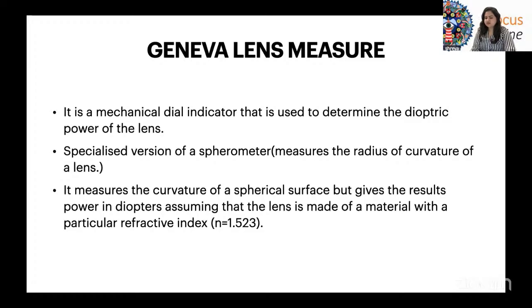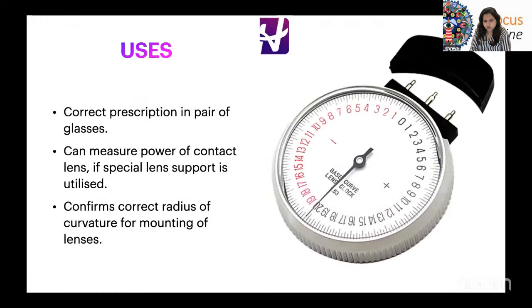A spherometer is something that gives the measure of the radius of curvature of a lens. It measures the curvature of the spherical surface, but it gives the results in diopters. For that, it assumes that the lens is made of a particular material which has a particular refractive index of 1.523. Its use is that it helps us give the correct prescription pair of glasses. It can also measure the power of a contact lens if a special lens support is utilized. It confirms the correct radius of curvature for mounting of lenses.